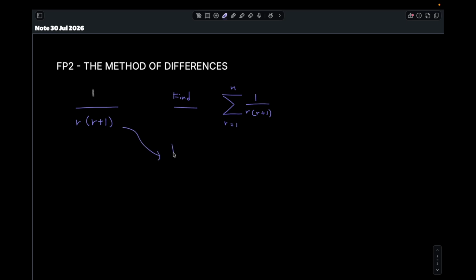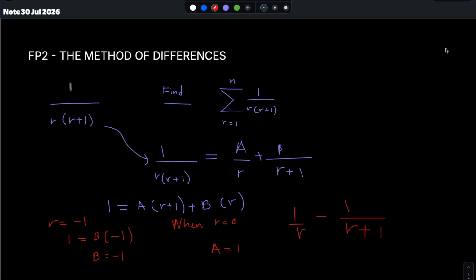This can be written into two fractions, where 1 over r times r plus 1 is equal to a constant A divided by r plus B over r plus 1. This is simple P3 content, therefore we'll fast forward to the actual solution. As you can see, the partial fraction can be written in the form 1 over r minus 1 over r plus 1.